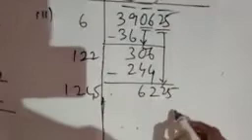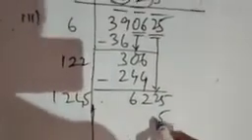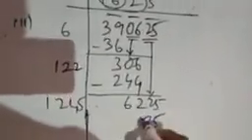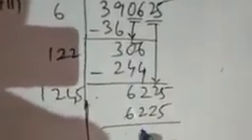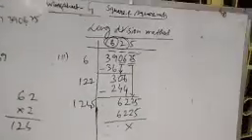So here also 5. Now 5 5s are 25. Carry 2. 5 4s are 20, plus 2 is 22. Carry 2. 5 2s are 10, plus 2 is 12. Carry 1. 5 1s are 5, and 1 is 6. That is 6225. So your answer will be 625.